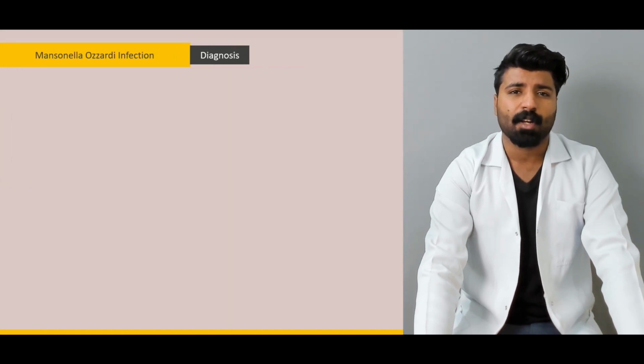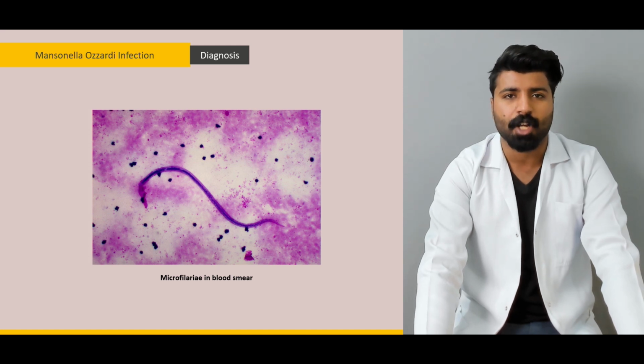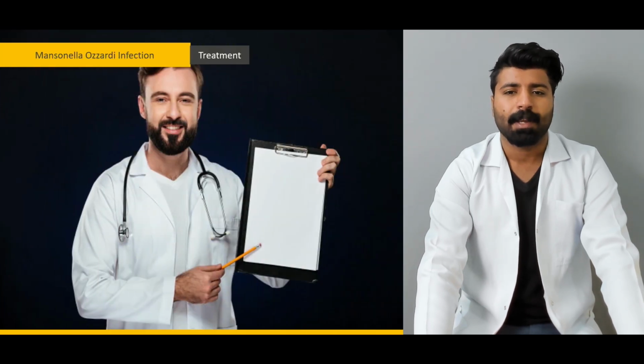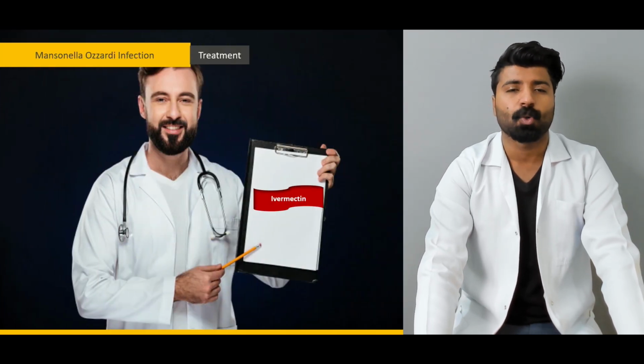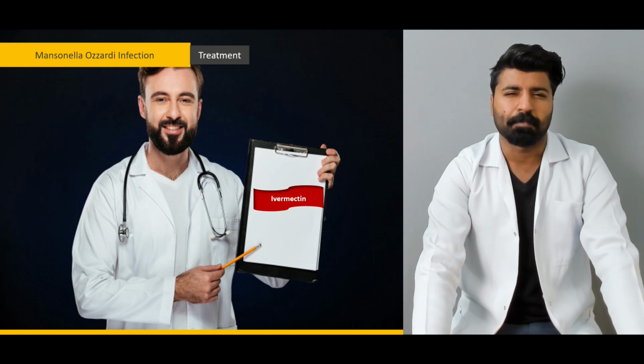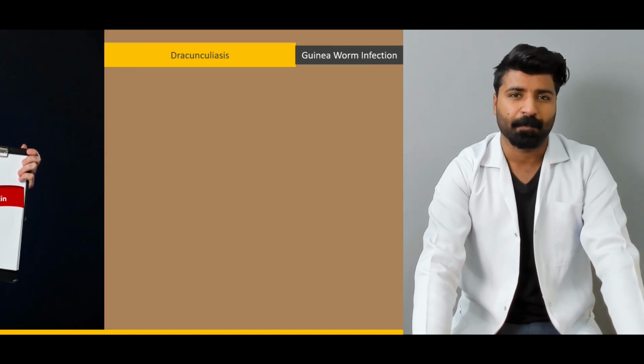So, how do we diagnose it? On the basis of history, on the basis of examination, and specifically on the basis of microfilariae of Mansonella ozzardi infection in the blood smear. That's how you differentiate it from the other Mansonella infections. Next, how do we treat this patient? You go for ivermectin as well. The same treatment, same life cycle, same clinical findings. So you don't have to bother very much about getting the confirmed diagnosis, because the treatment is the same.